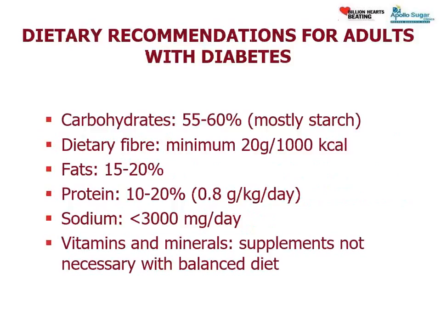So the dietary recommendation for adults with diabetes is carbohydrates, that is 55 to 60%, which is mostly starch. Why carbohydrate? Because it is the major fuel for the body. Dietary fiber, minimum 20 grams per 1000 kilocalories. Dietary fiber plays a very important role in controlling diabetes. That is why we nutritionists are almost always after you to take salads and fruits and whole cereals. Why? Because it entraps the glucose and makes the release very slow in the body. Fats.